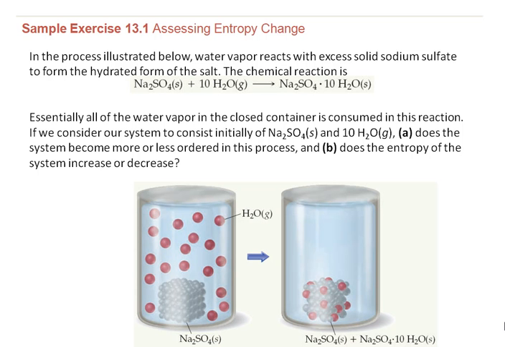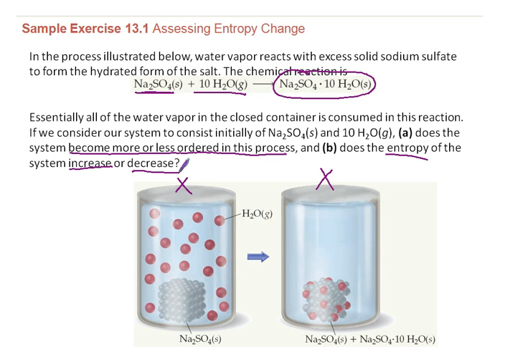Okay, and then this one is an example problem about entropy, and they are telling you that here's a reaction, Na2SO4 and 10H2O. And what you end up with is a hydrate of Na2SO4. And they want to know, the question is A, does it become more or less ordered from here to here? And does the entropy increase or decrease?